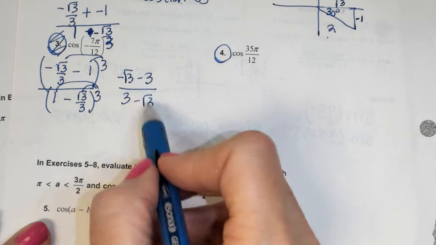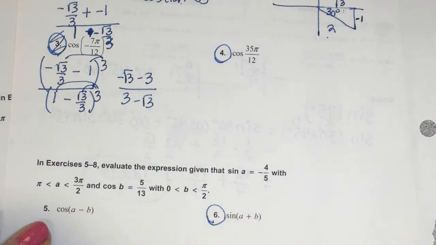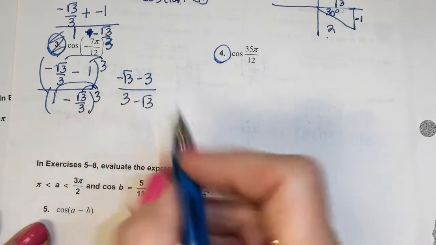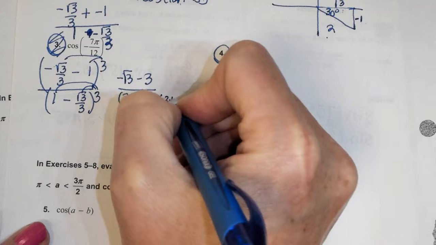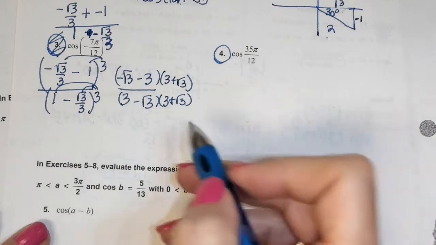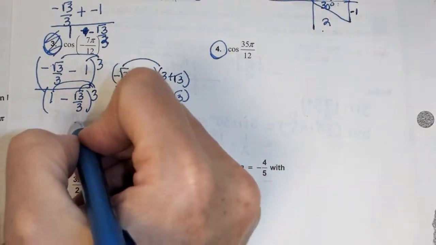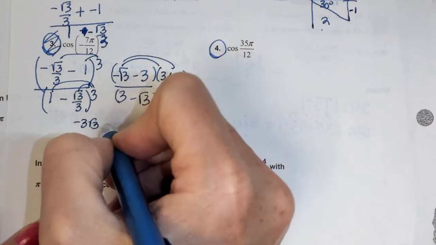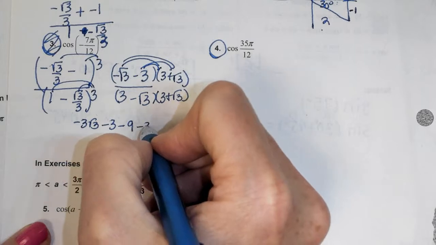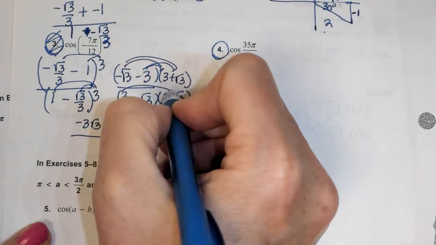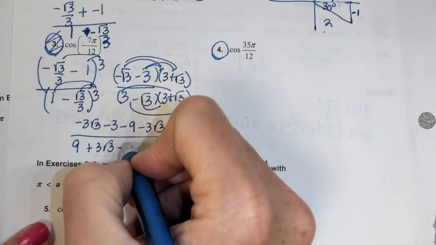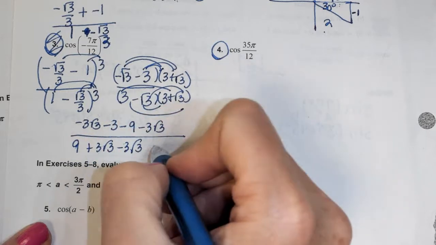It is still not exactly alike, so it's not going to be 1 or negative 1. Does anybody remember how we get rid of a radical in the denominator? Jake? Good. So I have to multiply by the conjugate of the denominator. And now I have to multiply this out. So I'm going to have negative 3 radical 3, minus 3, minus 9, minus 3 radical 3, all over 9, plus 3 radical 3, minus 3 radical 3, minus 3.